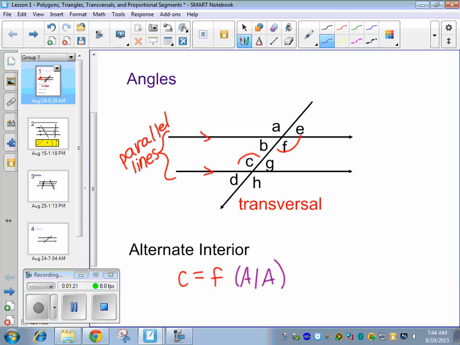Okay, there is another set of angles that are also on the inside of the parallel lines that are alternate interior angles. Nate, what do you think? Okay, good. B right here and G right here. So we also know that B is equal to G by alternate interior angles.